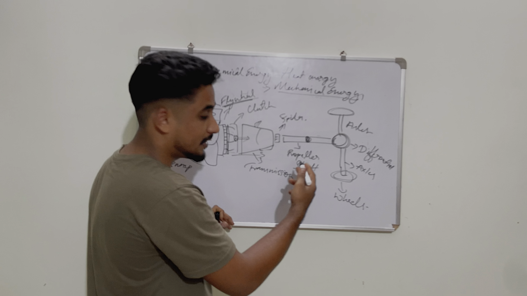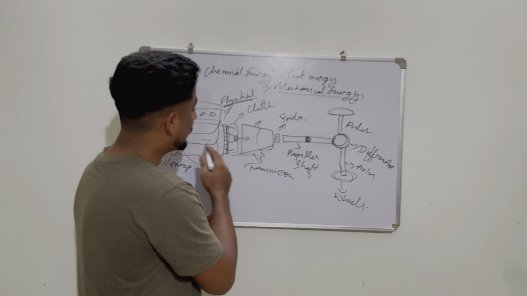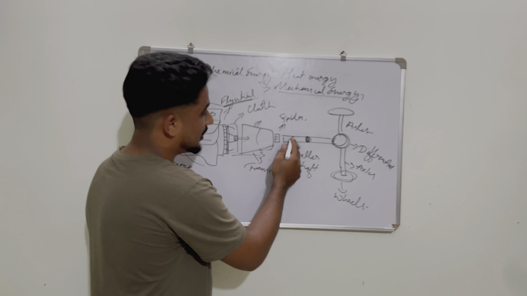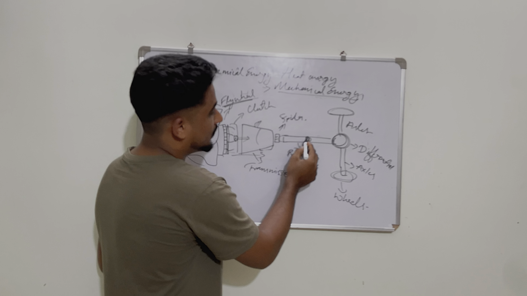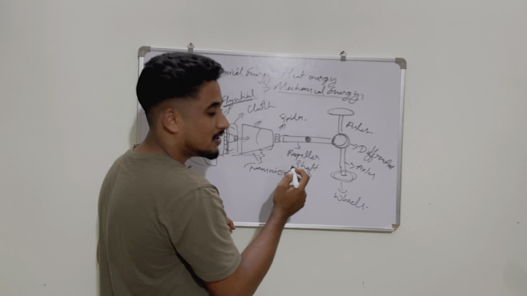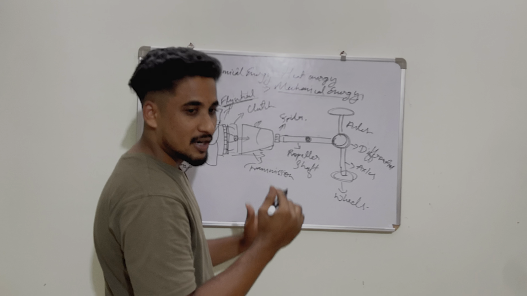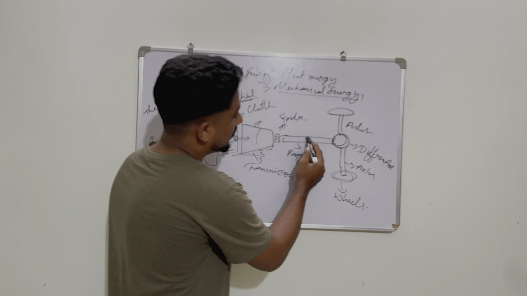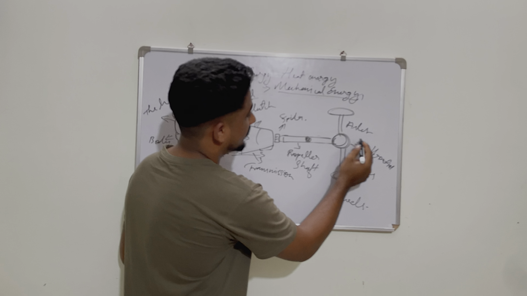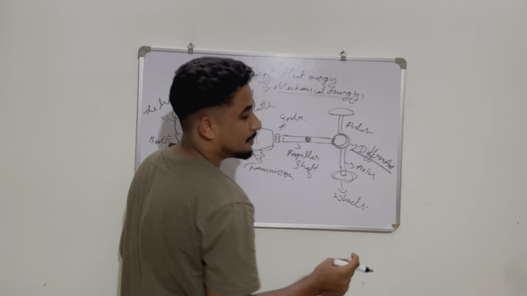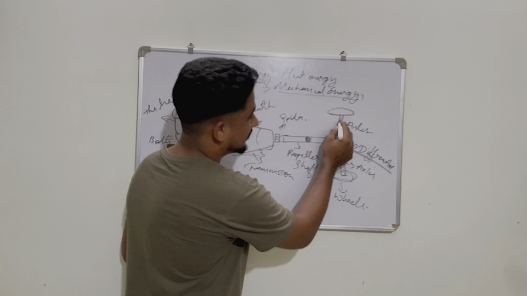The transmission transfers the energy to the propeller shaft. We are discussing front engine rear wheel drive, so there will be a propeller shaft here. The propeller shaft simply rotates and there will be a universal joint. It has a very unique technology which can transfer the energy even if the vehicle is moving up and down. Then the propeller shaft transmits the energy to the differential. The differential is a very important thing in a car which transfers the energy to the axles.